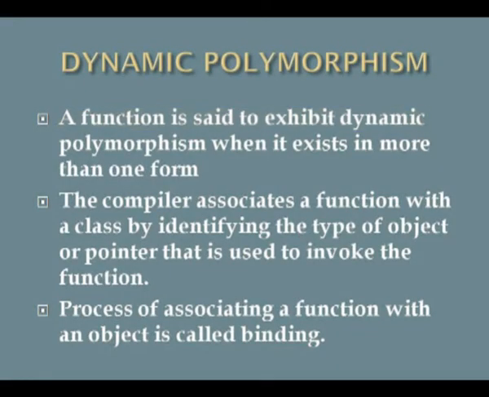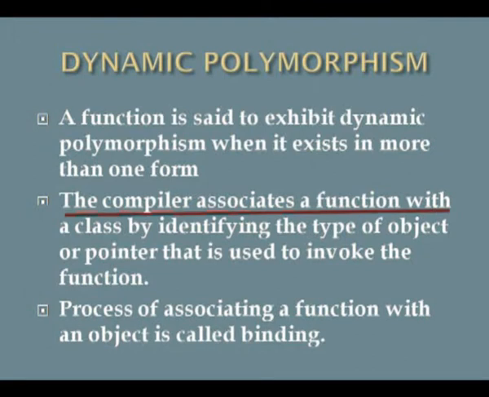A function is said to exhibit dynamic polymorphism when it exists in more than one form. That is, the same function exhibits different forms at different times based on some situation, based on some result of the programming paradigm. The compiler associates a function with a class by identifying the type of object or pointer.